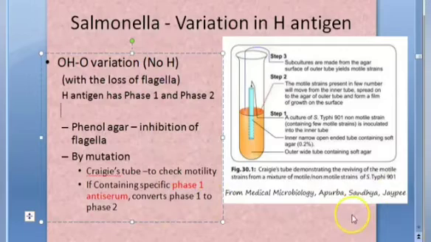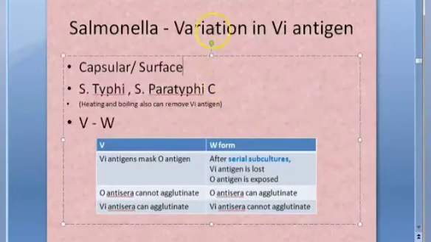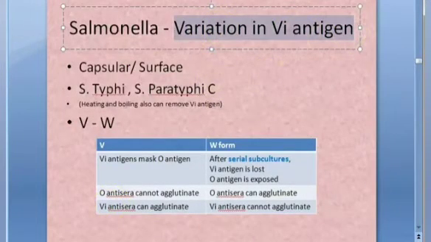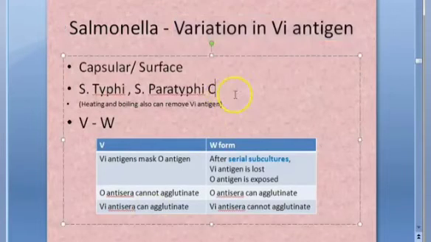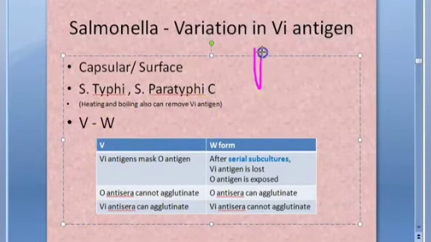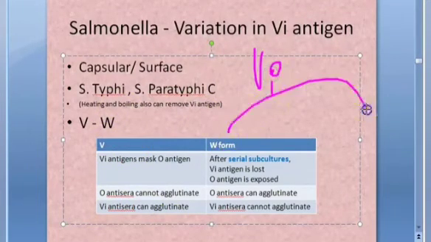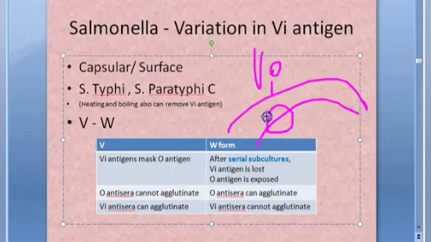Okay. Next, moving on to the next antigen variation. Remember, this is the last antigen variation. We finished variation in O, we finished variation in H, that is, phenol agar will inhibit flagella, then you saw Craigie's tube. Now we are moving to variation in Vi antigen. How will Vi antigen vary? Basically, what is Vi covering? Vi is the capsular antigen. So it is covering the cell wall antigen, that is O.